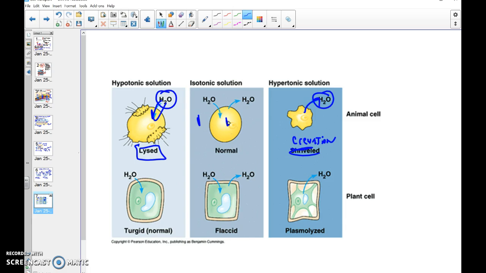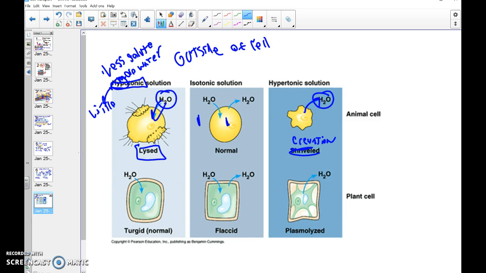Now, this means that we can discuss the solution outside of the cell. So if the solution outside of the cell has less solute, therefore more water concentration. What happens is when you have a hypotonic solution, there's less solute outside. Water rushes into the cell. In an animal cell, this can cause it to lyse or burst. But in a plant cell, because it has a cell wall, it just gets turgid.